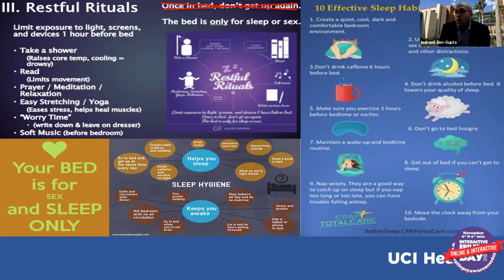Other things are, don't drink caffeine 6 hours before bed. We want to make sure that caffeine use is done early enough that it doesn't interfere with being able to fall asleep. We don't want to drink alcohol right before bed because it will actually fragment our REM sleep, and we're going to get less restful sleep in addition to other fragmentation of our sleep in general. Ideally, you want to maintain a good wake up and bedtime routine. Schedule when you go to bed, schedule when you wake up.